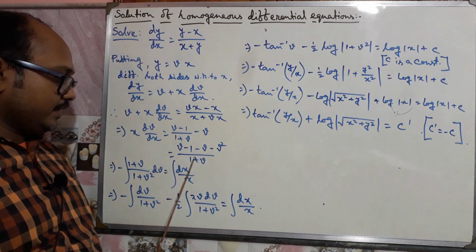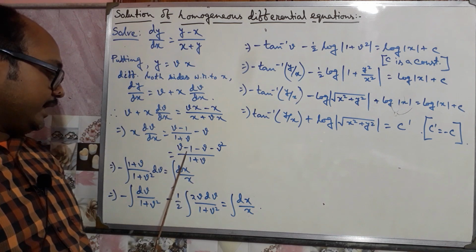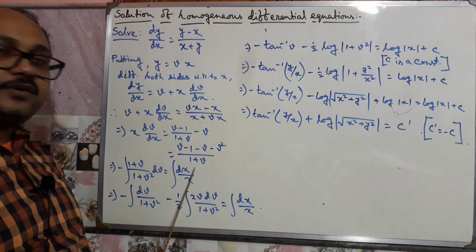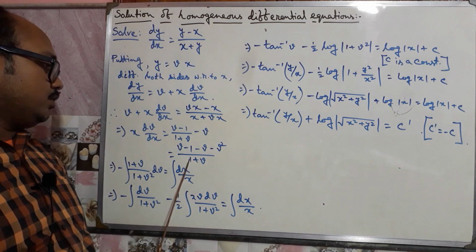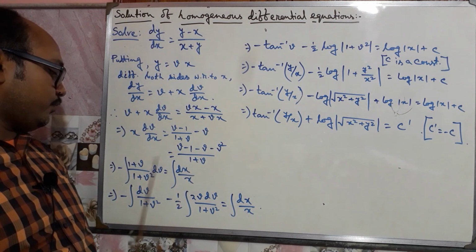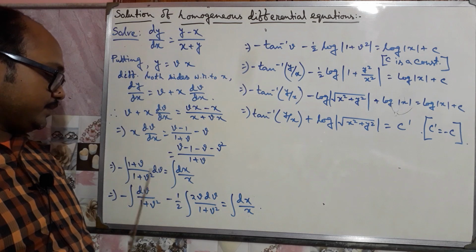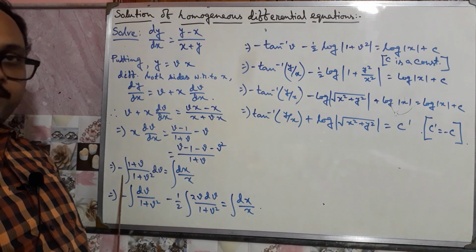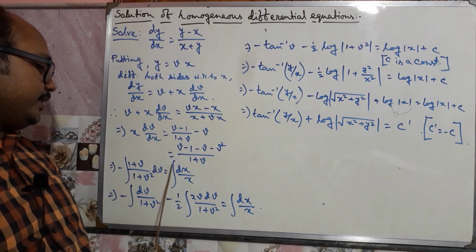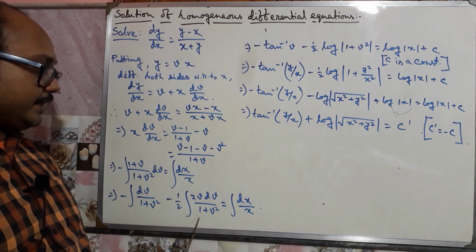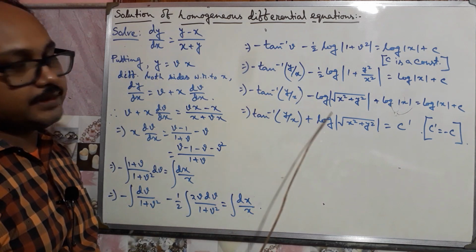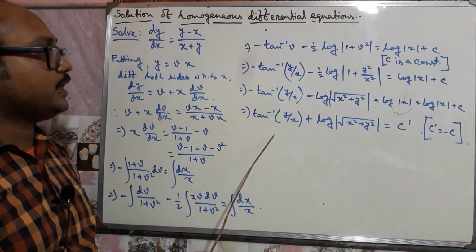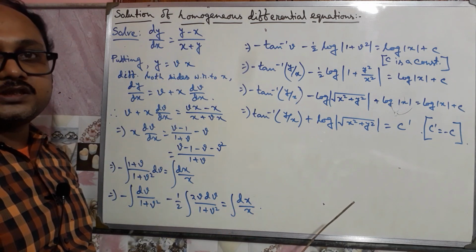Then by calculating, we will get, this 2v will be eliminated, that is minus (1 plus v square) by (1 plus v). Now, by the separation of variable, (1 plus v) by (1 plus v square) dv is equal to minus dx by x. Now, integrating both sides, we will get this expression. Okay. So, this is the solution of the given homogeneous differential equation.